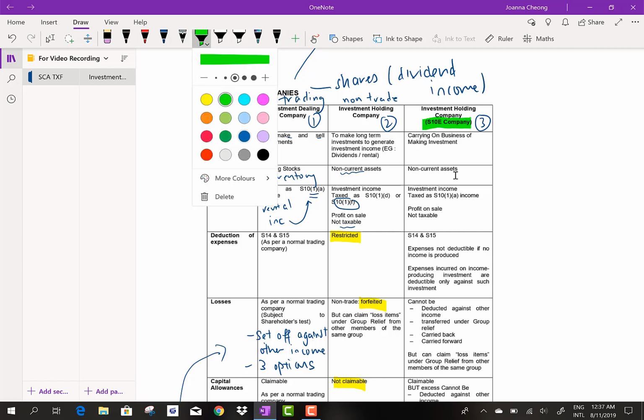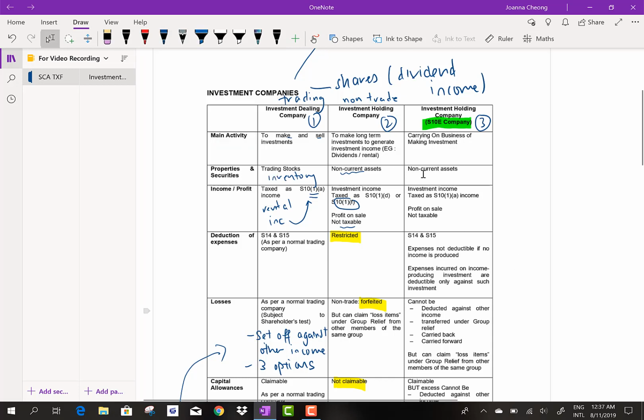Which means they will still hold on to the property. If they hold on to the property long term, the property is what we call a non-current asset. Now, if they sell the non-current asset and make a gain, it will not be taxable, so it is like the second column. However, if they earn rental income, the rental income will be taxed under 10(1)(a). So that is actually a combination of the two.